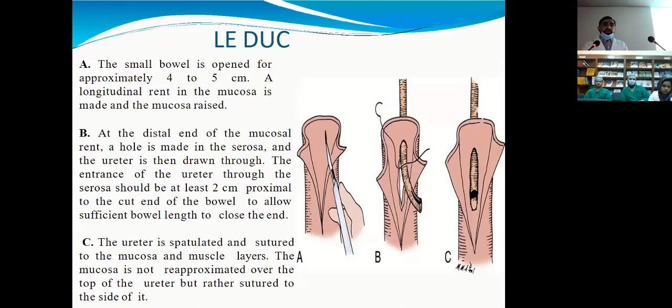The Leadbetter method. The small bowel wall is opened for approximately 4 to 5 centimeters. A longitudinal rent in the serosa is made and the mucosa raised. At the distal end of the mucosal rent, a hole is made in the serosa and the ureter is then drawn through. The entrance of the ureter through the serosa should be at least 2 centimeters proximal to the cut end of the bowel to allow sufficient bowel length to close the end. The ureter is spatulated and sutured to the mucosal muscle layer. The mucosa is not re-approximated over the top of the ureter, but sutured to the side of it.